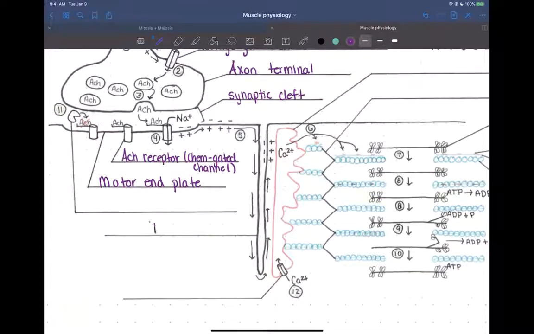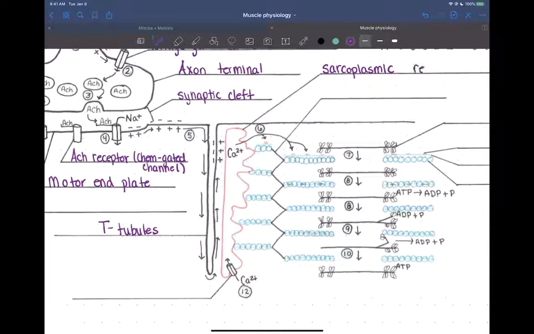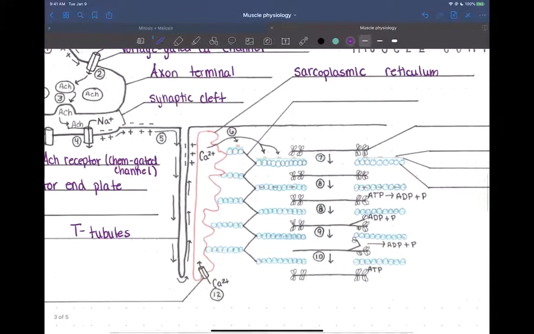So let's label first our T tubules here, and then our sarcoplasmic reticulum here. And so when that change in charge, that action potential, reaches the sarcoplasmic reticulum, it triggers the calcium stored in the sarcoplasmic reticulum. Remember, that's the job of the sarcoplasmic reticulum, to store calcium. It triggers all this calcium to be released.